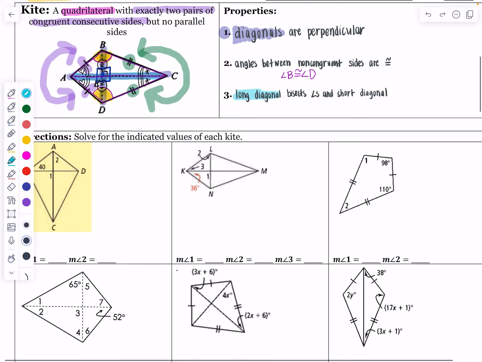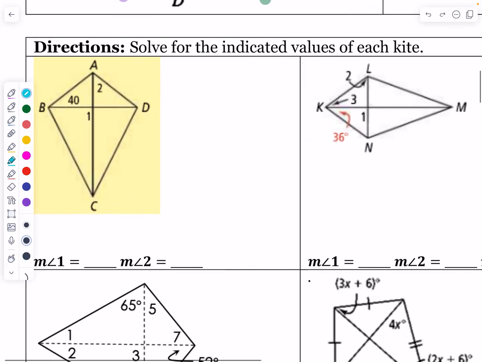All right, so solve for the indicated values of each kite. The first thing I want us to do is to always go ahead and mark our diagonals and mark that they're perpendicular to each other, because if I do that, this is going to be a little bit easier to draw in this picture.